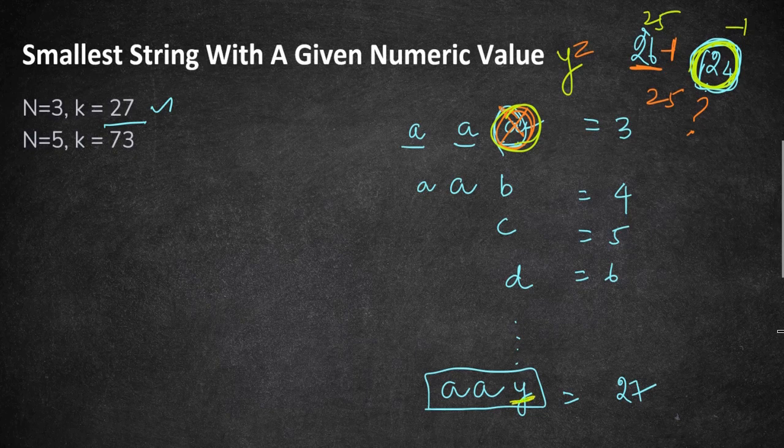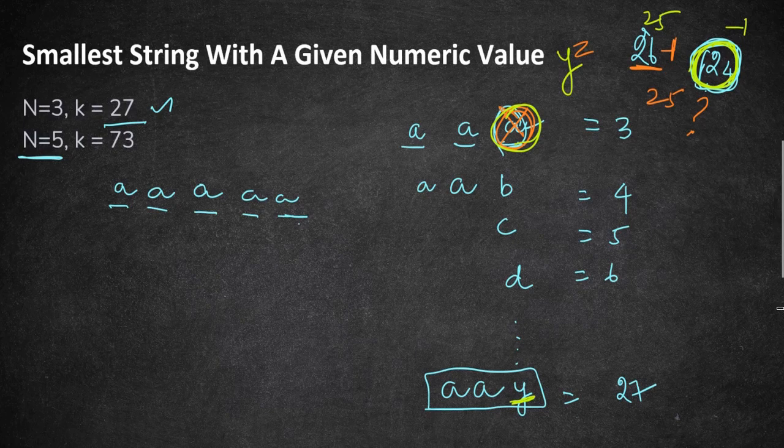I hope you're understanding this logic. If not, let us do a quick run through for the second example, so you will get a better understanding. Now n is equal to 5, so we have to form a string of length 5. Let us fill all 5 positions with A's. As I said, we are going to overwrite the values from the last character towards the first character. Now we have our value as 73.